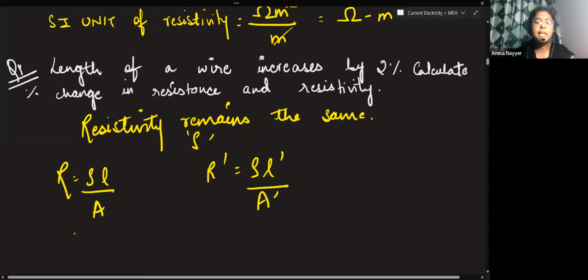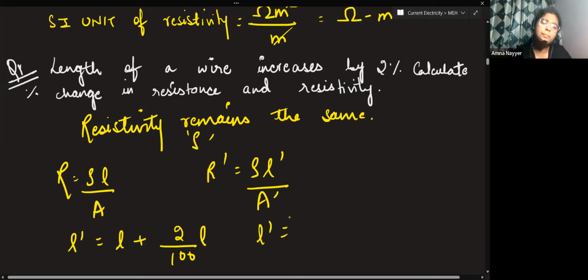See, what happened to the length? Length increased by 2%. So new length will be L plus 2 by 100 of the original length, that's how we calculate the percentage increase. Had it decreased, then we would have written a negative sign over here. Since it increases, we have used the plus sign. Normal percentage change calculation, the way you have been performing. So new length L prime becomes 100 L plus 2L divided by 100. That becomes 102 L divided by 100.